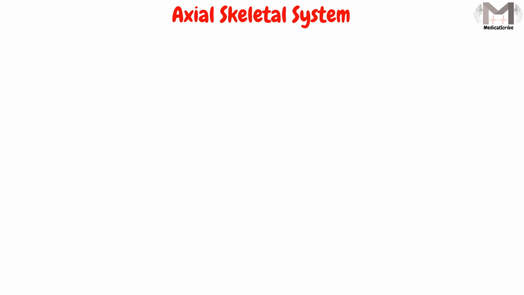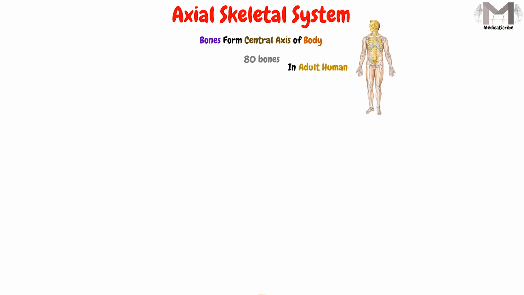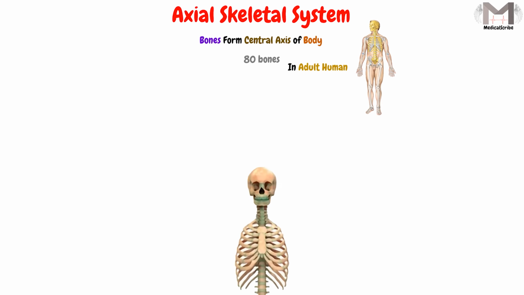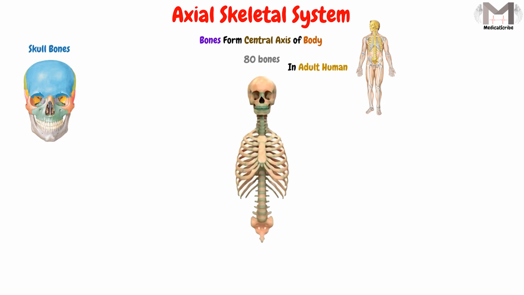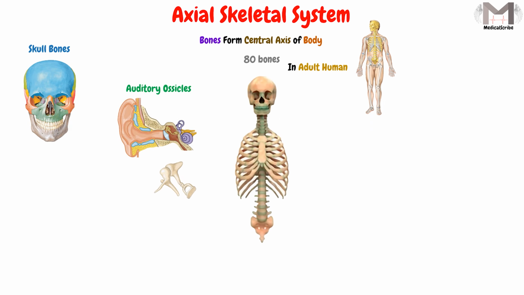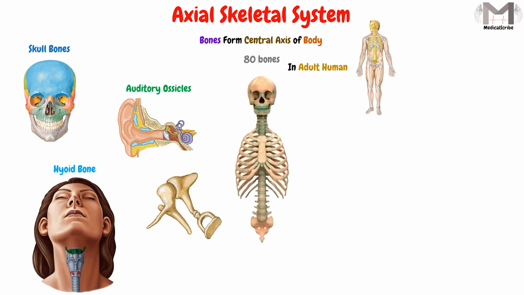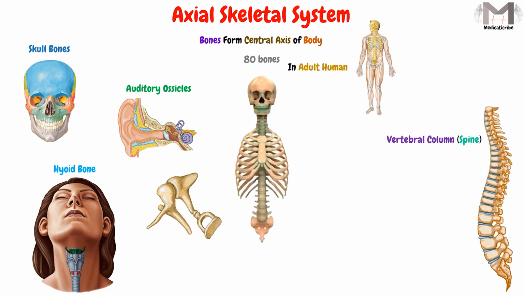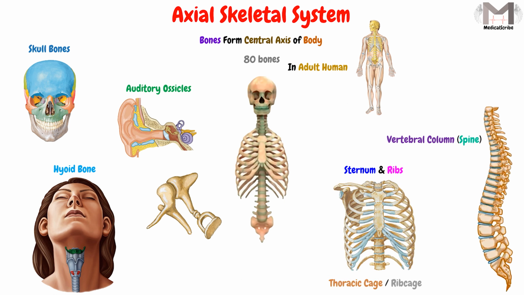Alright, from what we said, we can conclude that the axial skeleton is the bones that form the central axis of the body. This axial skeleton includes 80 bones in the adult human body, distributed in the following regions: the skull bones, the auditory ossicles, the hyoid bone, the vertebral column or the spine, and we have the sternum and the ribs that will form the thoracic cage or the rib cage.